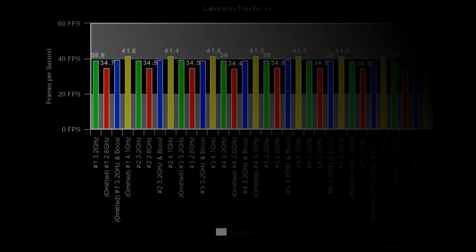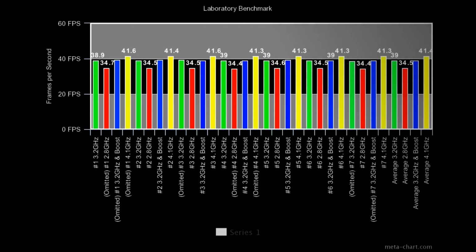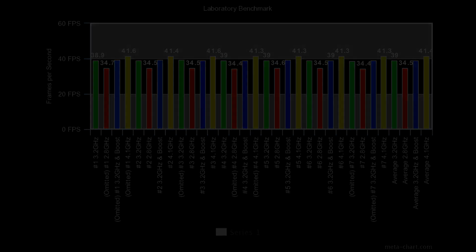This went all the way up to 41.4 frames per second average, with the low end being 41.3 and the high end being 41.6. There also was a 41.3 and a 41.6 run, each omitted for being fastest and slowest. And this was rock solid stability. This never once dropped below 30 frames per second, no matter how chaotic things got. This was a really nice run.